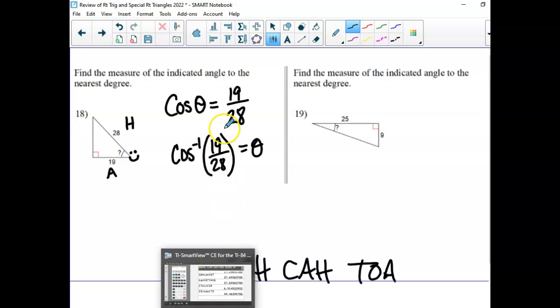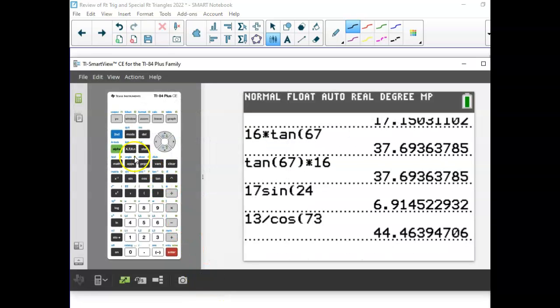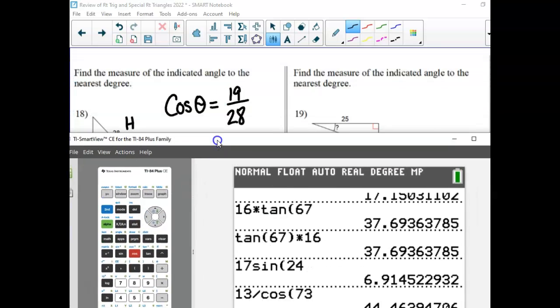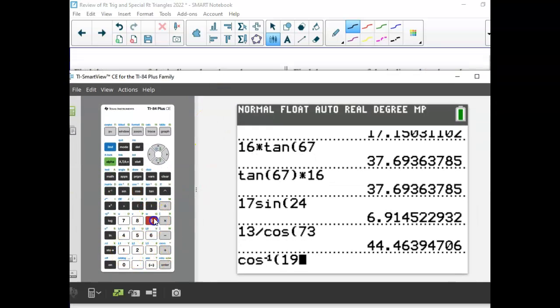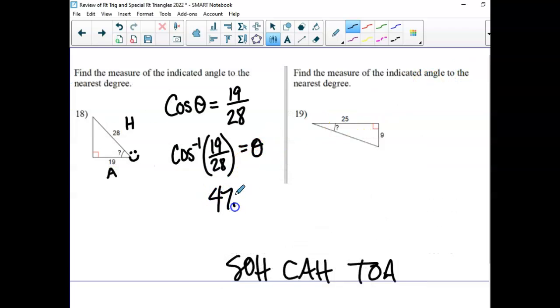Okay, so you can just leave it like this, or you can write it like this. I'm not going to be picky, but you do have to remember when you go to your calculator that you're hitting second cosine, and then to put a fraction in, we just use the division symbol, so we have 19 over 28. And then it gives us 47.3 degrees. Or 47 degrees. It says nearest degree up here. I can't remember what Delta Math does, if it does to the nearest tenth of a degree or to the nearest degree. So I'll do both today.